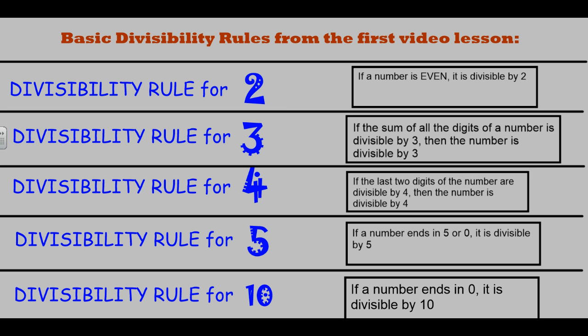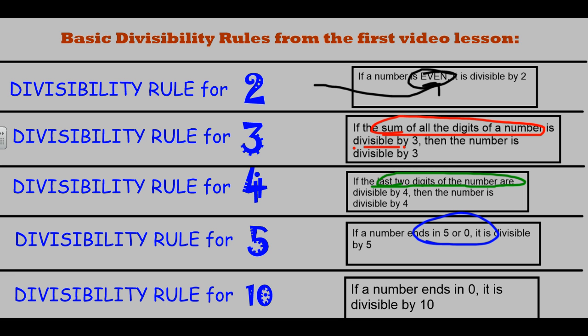The divisibility rule for 2, the key point was that the number was even. For the divisibility rule for 3, we had to add all of the digits. And if that sum was divisible by 3, then the entire number was divisible by 3. The divisibility rule for 4, we just took the last two digits separately and turned them into their own new number and then checked to see whether that was divisible by 4. And then 5, very similar to 2, we're just looking at the last digit. Last digit has to be 5 or 0, and to be divisible by 10, the number has to end in 0.